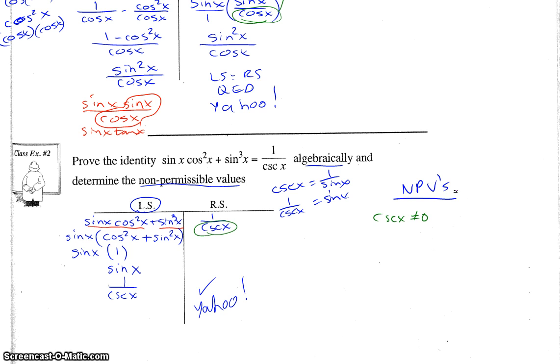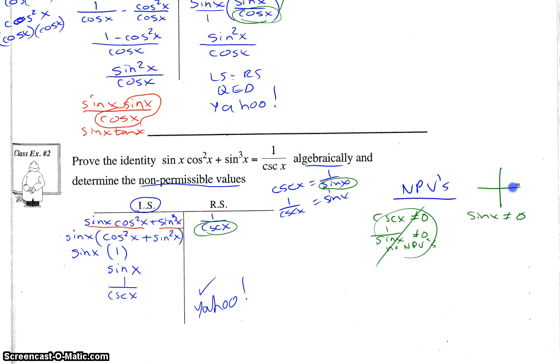Do we have any sneaky ones? Not on the left side, but on the right side. I know this is on the bottom, but actually cosecant is 1 over sine, right? So we also would say sine x can't equal 0. If we have 1 divided by anything besides 0, that will never equal 0. So we have no NPVs from this particular branch, so we don't have to worry about that.